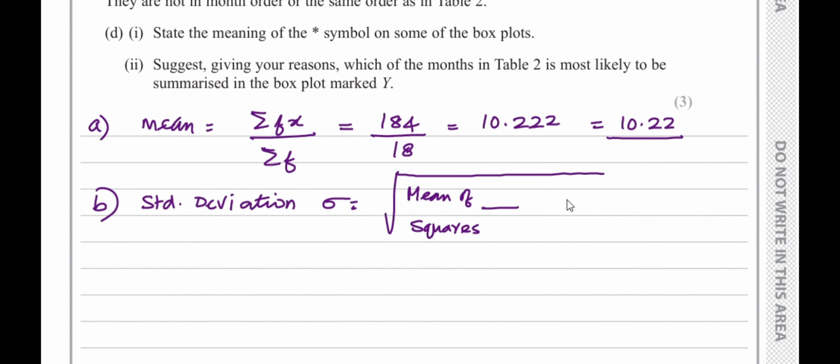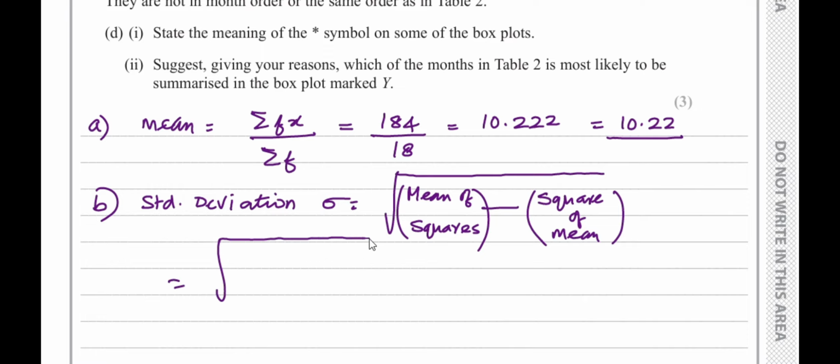Second part is mean. Therefore, we need to square the mean. So square of the mean. So in short, it is square root of mean of squares minus square of the mean. So actually, what is the mean of the squares? Each x value is squared and multiplied by the frequency and summed up. So that's the total, and divide by the frequency. Therefore, it will give you the mean of the squares.